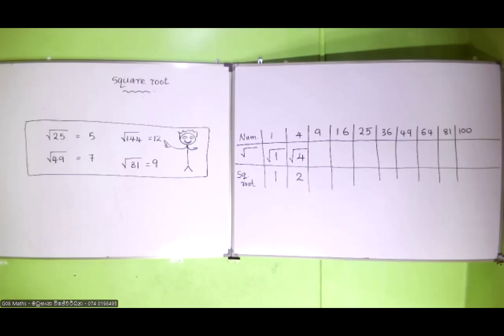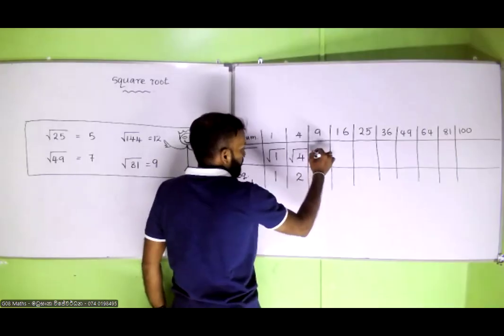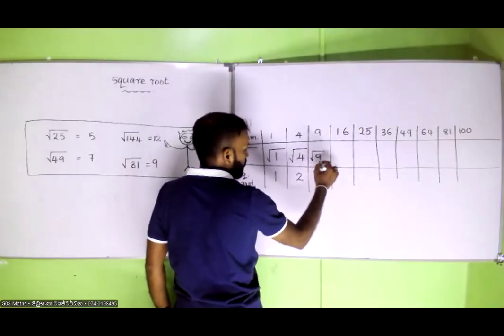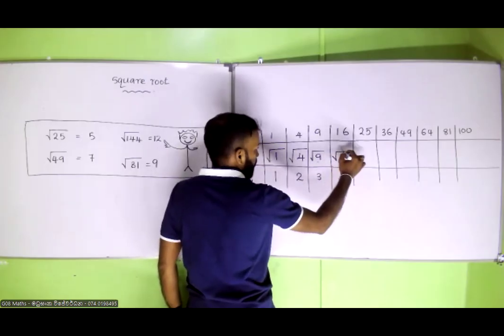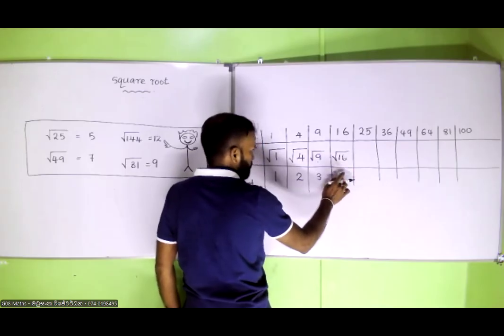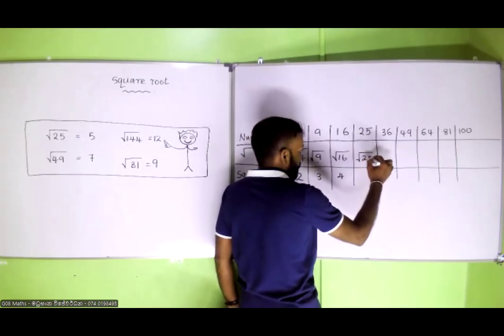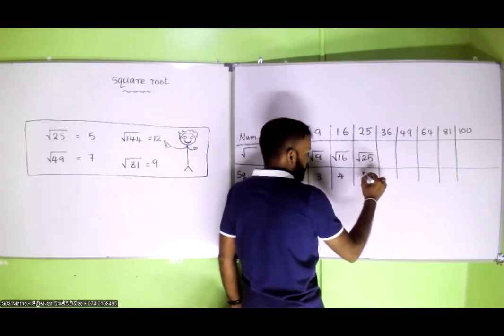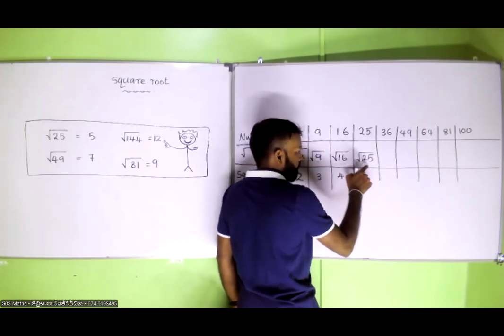Okay, now look at the board. Focus on the board. I'll discuss this. Square root of 9 is 3, 3 times 3 is 9. Square root of 16 is 4, 4 times 4 is 16. Square root of 25 is 5, 5 times 5 is 25.